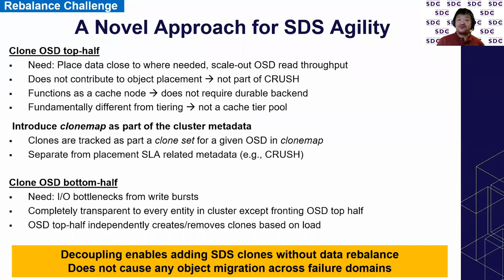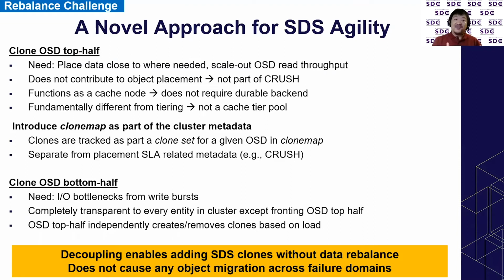And the clones are tracked as part of this clone set for a given OSD in the clone map. This is definitely separate from the current existing design, like CRUSH in Ceph. It's not related to your SLA policy on persistent data for satisfying certain availability, like 3 copies or 2 copies. So we're going to describe more details on how the clone map is used later.